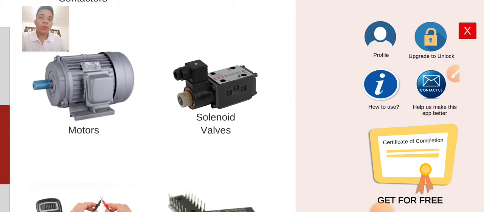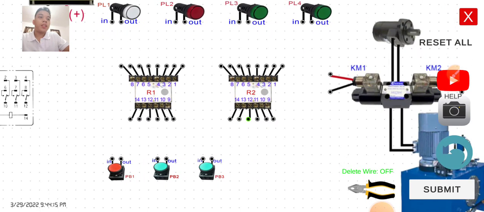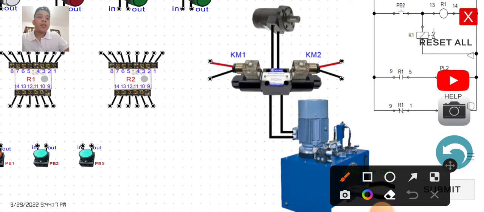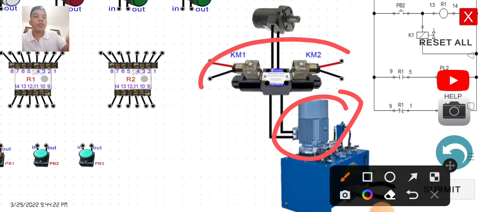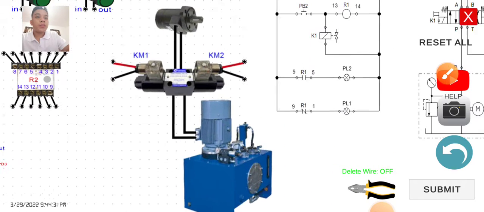Tonight we're going to perform the first activity under the solenoid valves. So click the solenoid valves, and then the first activity, the simple hydraulic motors. Play. So we're in. This one is the hydraulic pump, this one is the solenoid valves, and this one is the hydraulic motor.